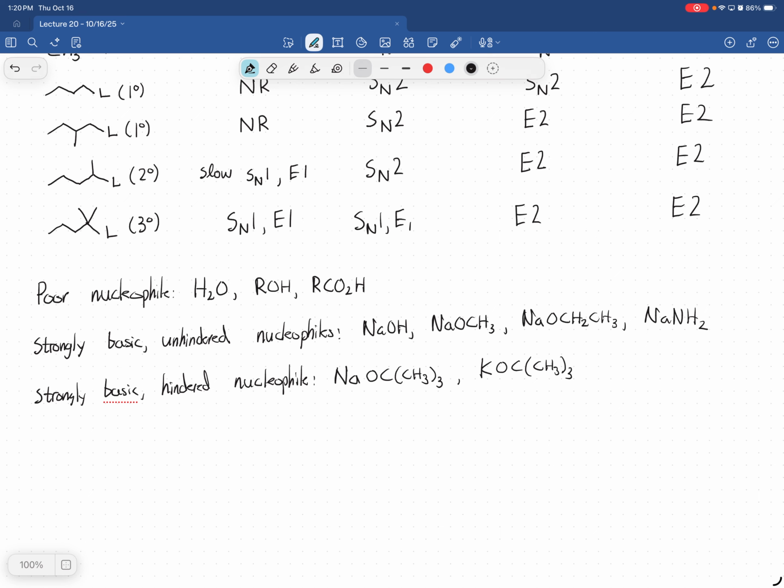Okay, and then the other one, LDA. I drew the structure of LDA I think last time. All right, so those are pretty much the only two types of hindered bases you need to recognize.